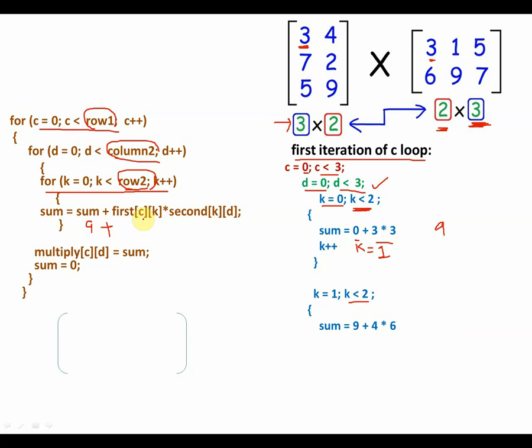what is the value of C? Still 0. What is the value of K? This time it is 1 and not 0. What is the value of k over here? Again it is 1 and not 0. 0 was the previous case. And what is the value of d? 0 only. So what is the first of 0 1? In this matrix 0 1 is this element. And what is element 1 0 in the second matrix? It is this one.